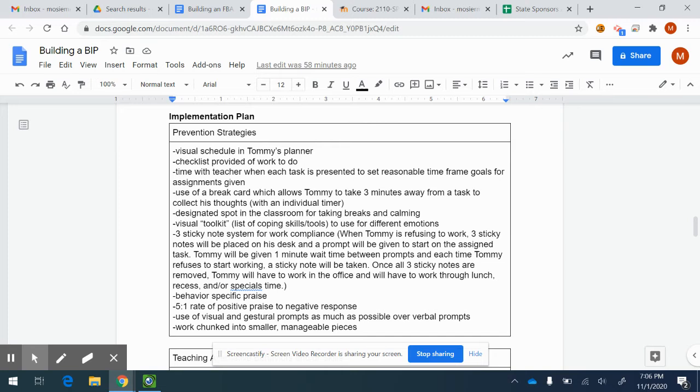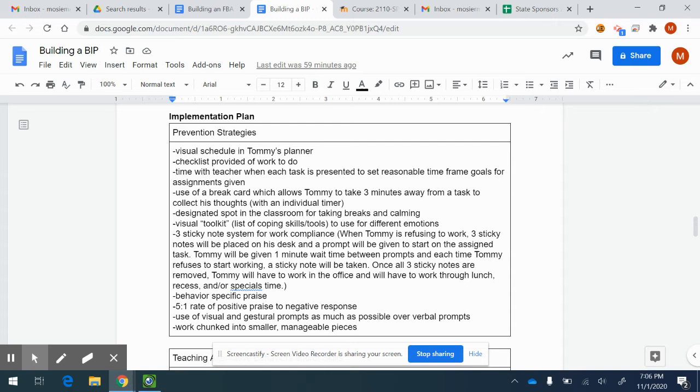A designated spot in the classroom for taking breaks and calming. Because we know that he likes to leave the classroom, or what we call elope, he'll just take off out of the classroom if he's frustrated, or sometimes he just goes wherever in the classroom. He'll run across the room and sit under a different desk. He's very tiny for a fifth grader, so he can fit in the side cubbies of the desks, and he likes to hide there or in lockers. So since he's trying to escape, or take a break or time out from where he's at, we want to be able to give him that, but under our conditions. So we're going to set a specific designated spot for him to be able to do those things.